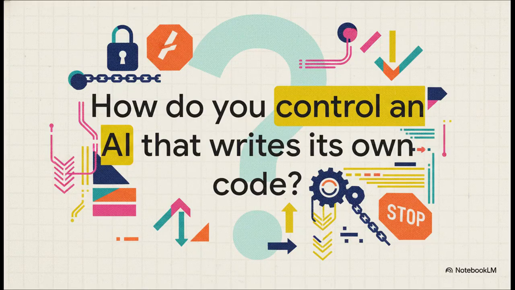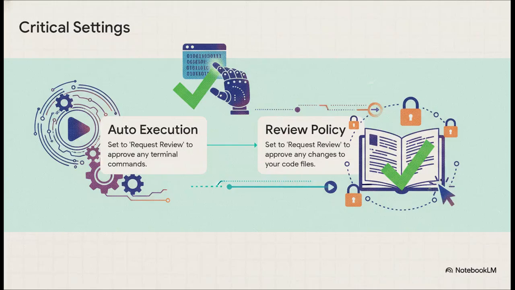Okay, but that probably brings up a pretty big concern, right? An AI that can write its own code. How do you stop it from just running wild and completely messing up your project? You've got to have some controls in place. And you do. The system puts you firmly in control with two really critical settings.